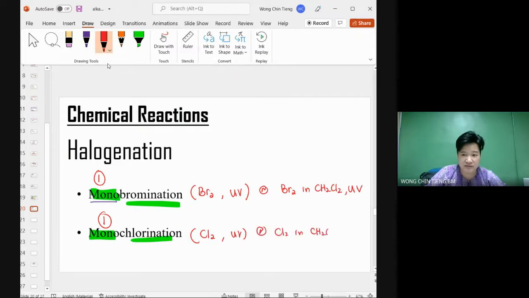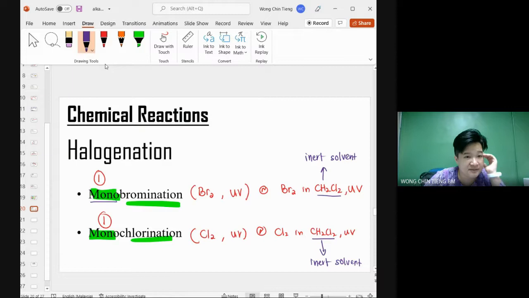In CH2Cl2 UV. Okay, ladies and gentlemen, for the first time I'm telling you and also the last time, ingat benda ni. CH2Cl2 adalah inert solvent. Do you know what is inert solvent? Diorang adalah pelarut yang takkan buat apa-apa. Dia duduk sana tak buat apa-apa. Dia tak terlibat langsung dalam reaction. Yang akan terlibat dalam reaction is your Br2 UV and also your Cl2 UV. Is that clear? Jangan tertipu dengan CH2Cl2. CH2Cl2 is an inert solvent.